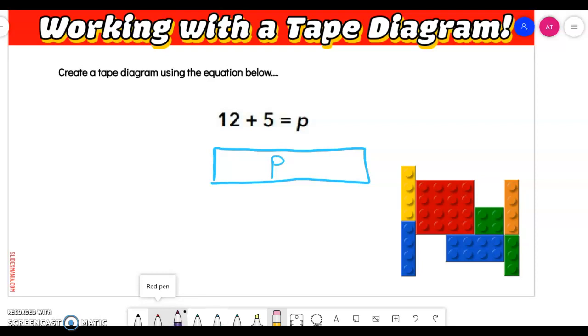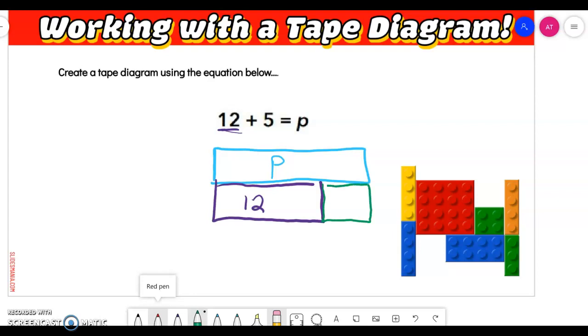Now I know 12 is larger than 5, so I'm going to predict it's going to be about this long based on my other one. So I'm going to have 12 here, and guess what the rest of this little square right here is going to be? Yep, 5. Good job. So this says that 12 plus 5 will give me the length of this P, which is 100% true, because I can add those two together and see that that's happening. Let's move on to the next one.